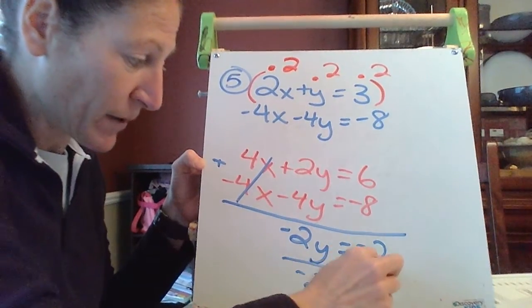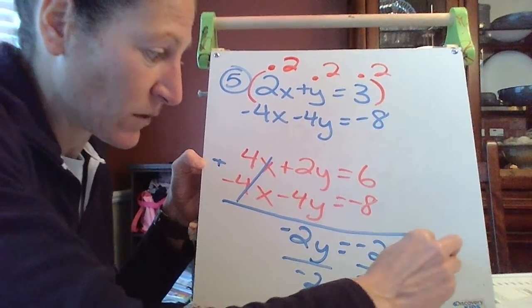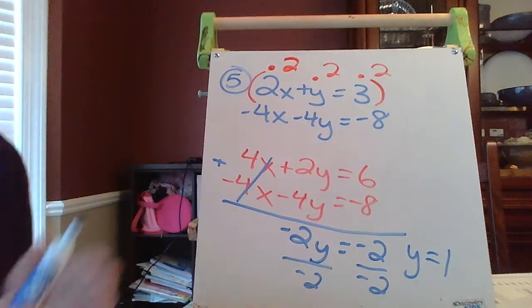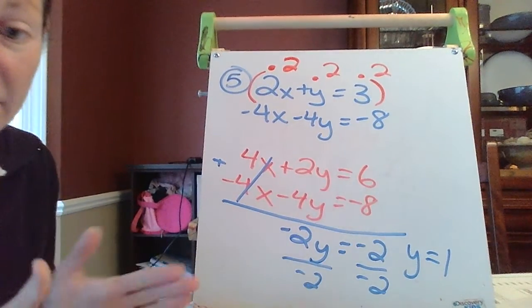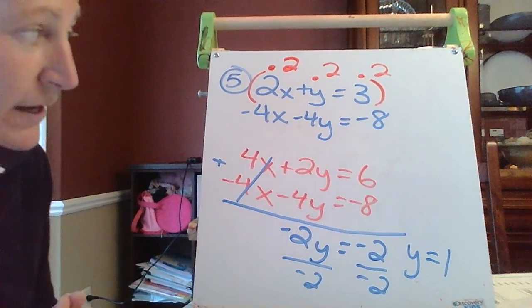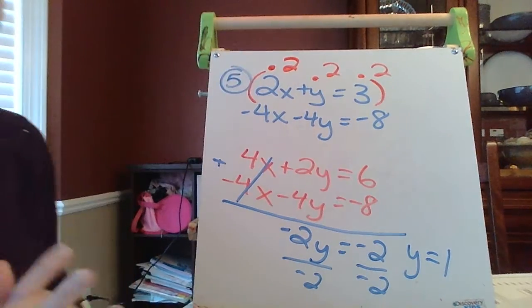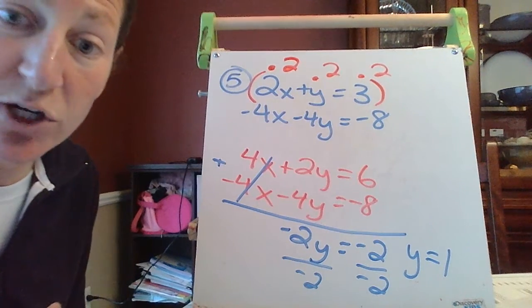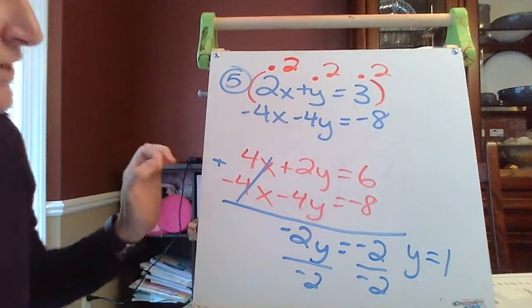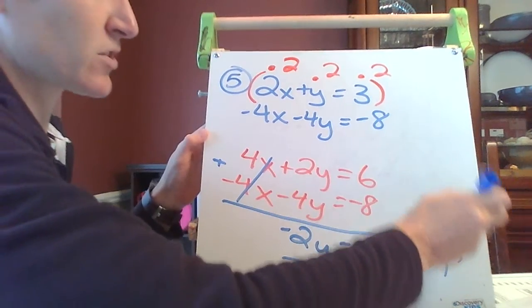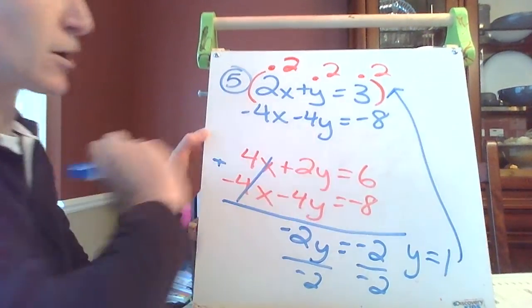Divide to get that y by itself. So we get y equals 1. But I'm not done yet. I still have to solve for x. Okay. So go back up to one of your two original equations and plug in your y value. Let's go with our top equation. So I'm taking this, it's going all the way back up in here.